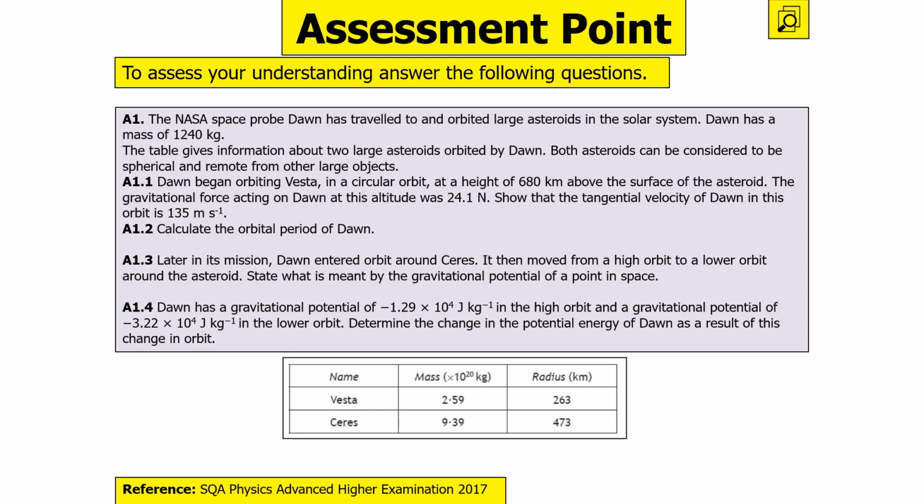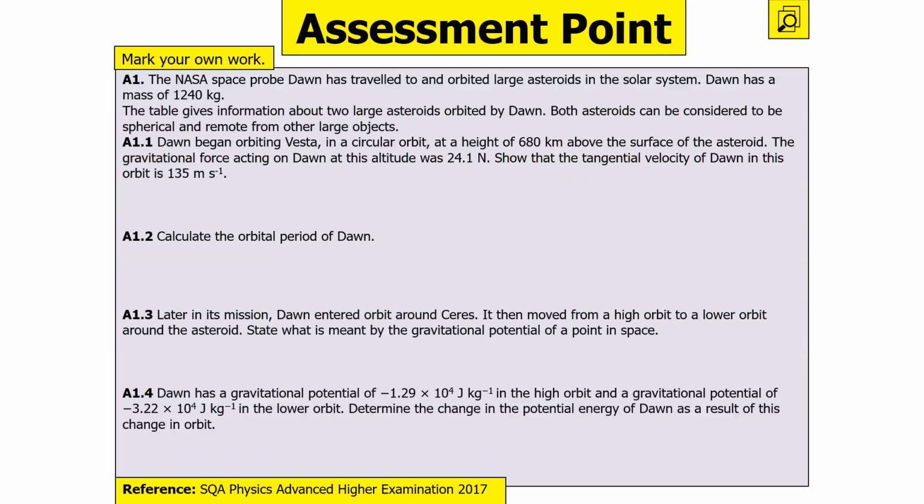State what is meant by the gravitational potential of a point in space. Then Dawn has a gravitational potential of minus 1.29 times 10 to the 4 joules per kilogram in the high orbit, and then a gravitational potential of minus 3.22 times 10 to the 4 joules per kilogram in the lower orbit. Determine the change in potential energy of Dawn as a result of this change in orbit.